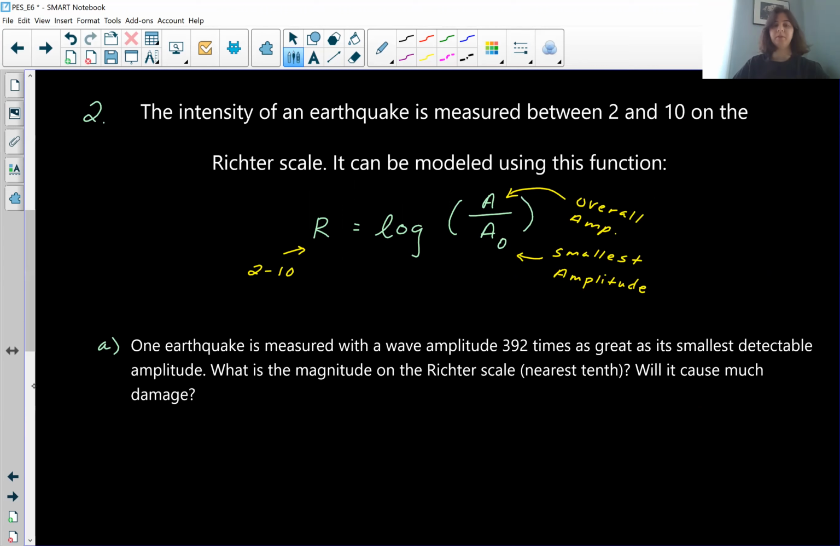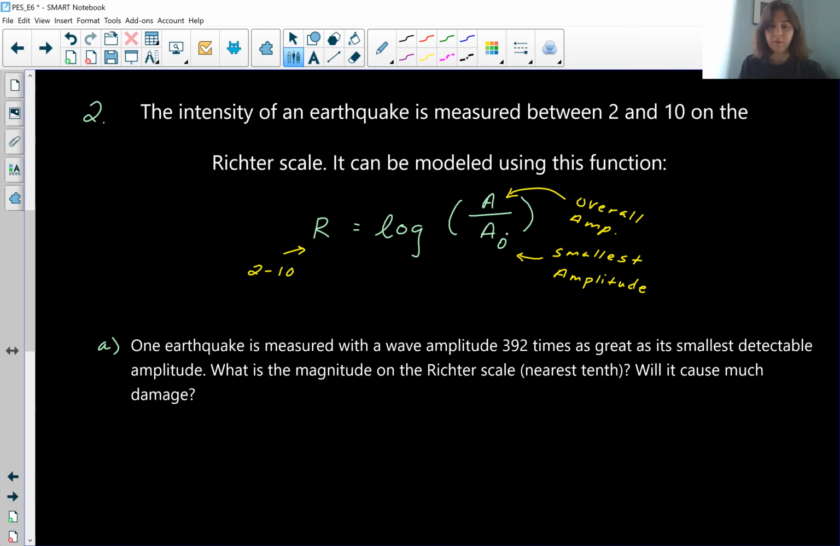So let's start with this example over here. Let me move my camera. Okay, so the intensity of an earthquake is measured between 2 and 10 on the Richter scale, and it can be modeled using the function r equals log of a over a sub 0. So this is the earthquake one, obviously, but what this function will give you is the r value between 2 and 10. So often on the news, you'll see like, oh, it was like a magnitude 3 earthquake or whatever. This is the function that they would use to get that number.